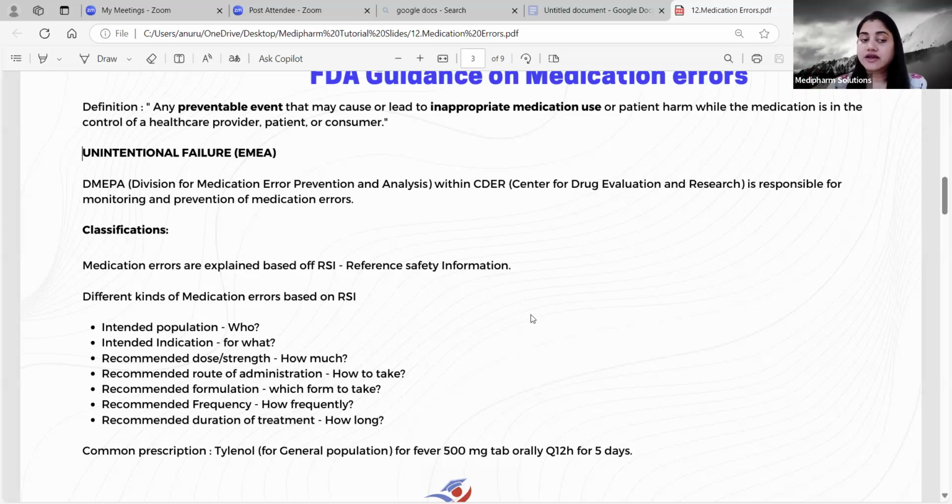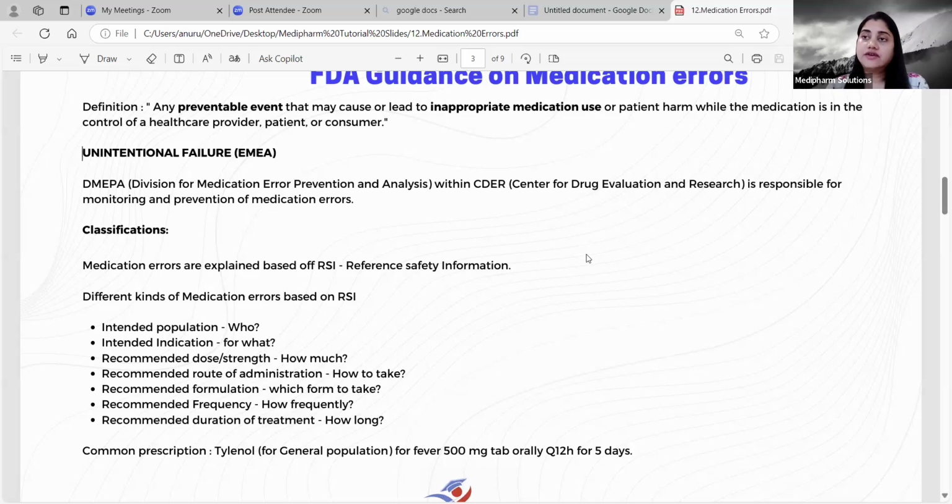And those medication errors can be the strength or dose of the product. More dose has been administered to the patient, frequency is more, and even it is given for more number of days. So this is how medication errors are reported to us. And medication errors are explained based on the reference safety information. If the product is used which is not in line with the product information in RSI, it can be considered as a medication error.